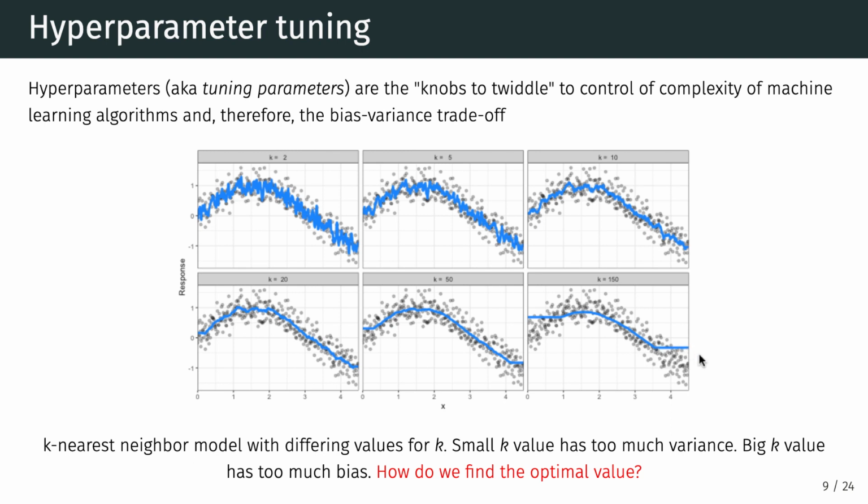Okay? So a small k value has too much variance, as we see up here, and a big k value has too much bias. So there's some sweet spot, probably somewhere between k equals 20 and k equals 50, that is the optimal value for k that creates a nice smooth line that conforms to the pattern in our data and that will actually generalize well to unseen data. So how do we find this optimal value?